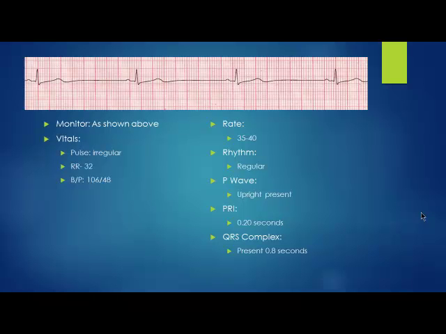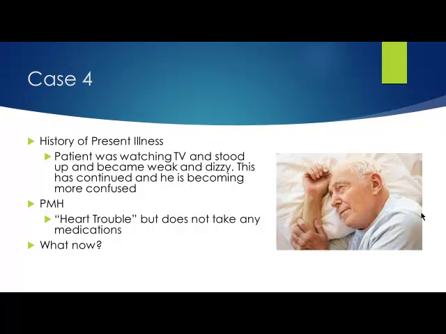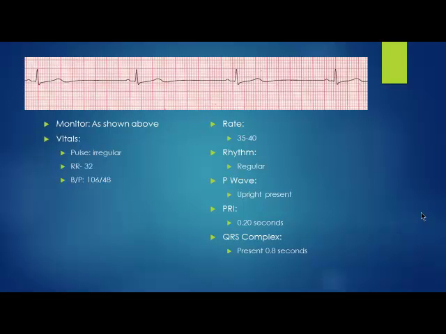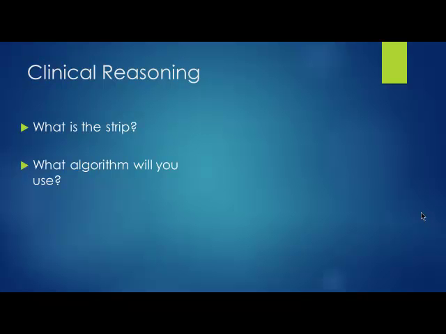Monitor shows this. Alright, respiratory rate's 32. Blood pressure is 106 over 48. Couple of things here. He keeps becoming weak and dizzy and this has continued and is becoming more confused. Alright? What algorithm? Well, what's the strip? Sinus Brady. What algorithm?